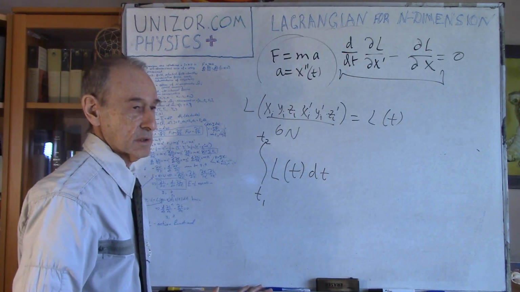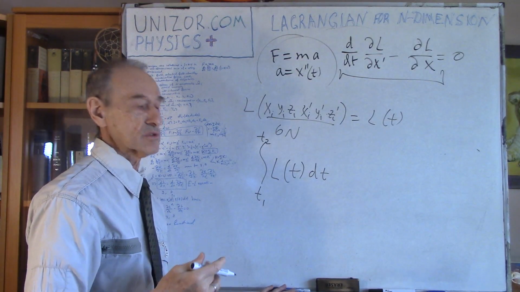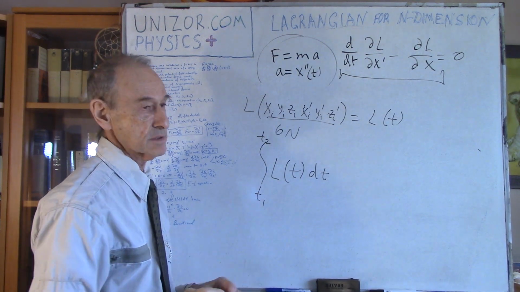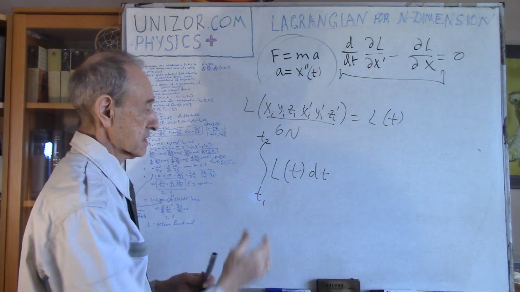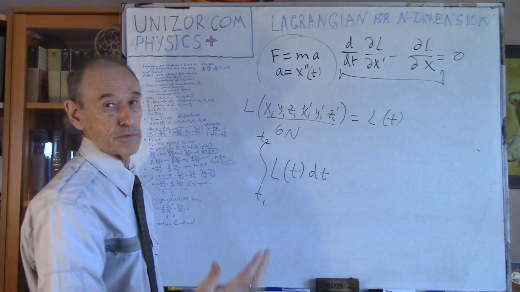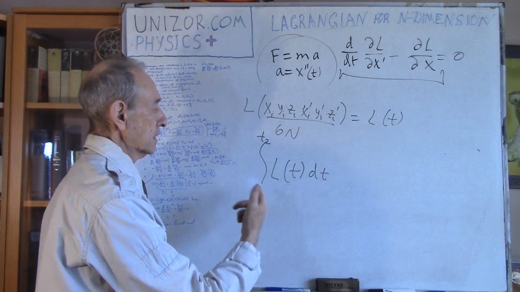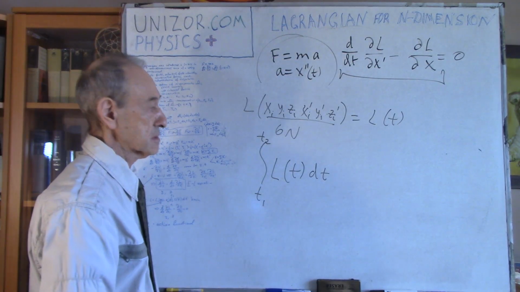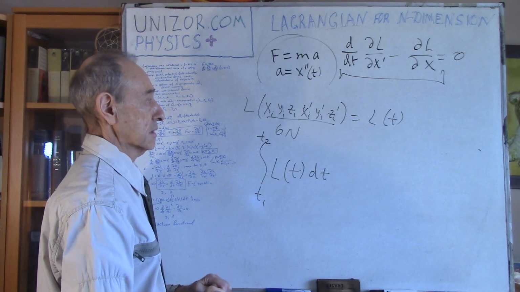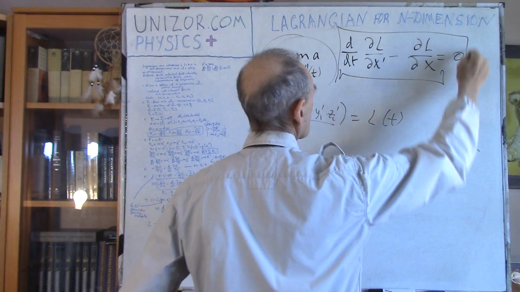What is minimizing or maximizing? What gives the extreme value of this functional? It's a functional because it's a numerical function of a function. L of t is a function, so function of function is functional. Whenever we want to minimize or maximize, we have the Euler-Lagrange formula. And how does it look? Well, it looks exactly like this.